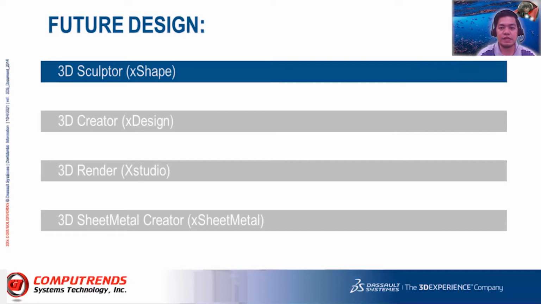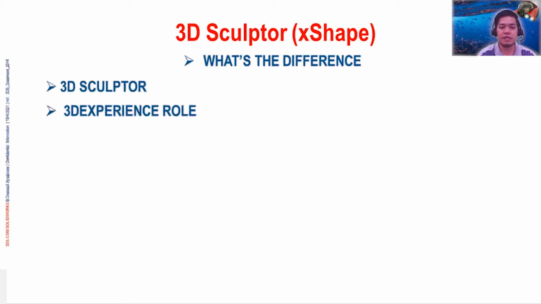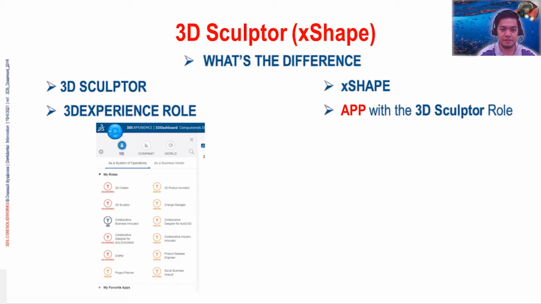I will start with 3D sculpture. 3D sculpture or X-Shape. So what's the difference between the two? 3D sculpture is a 3DEXPERIENCE role, okay? And then the X-Shape is the app with the 3D sculpture role, and it's fully browser based. So when you click the 3D sculpture role in the 3DEXPERIENCE, you can see the X-Shape apps.